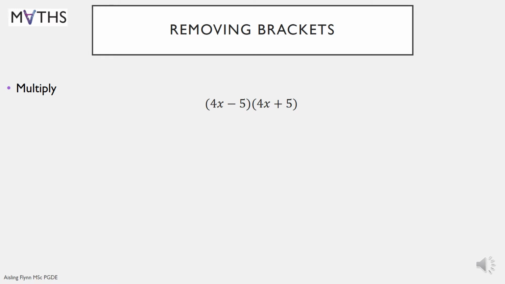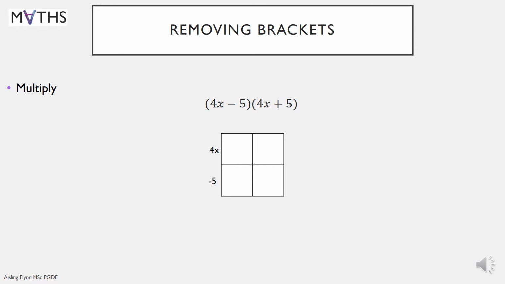So here's another 2 by 2 multiplication. Now notice the 2 factors are very similar. We've got 4x minus 5 by 4x plus 5. They're very alike. The only difference is that one has a minus 5 and one has a plus 5. So just the signs are different. Let's see how this works out.